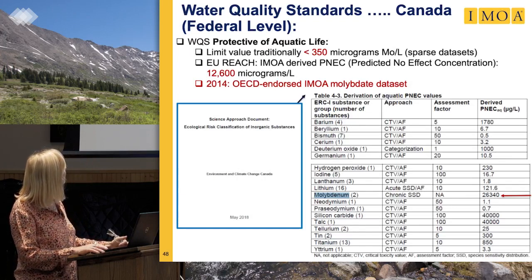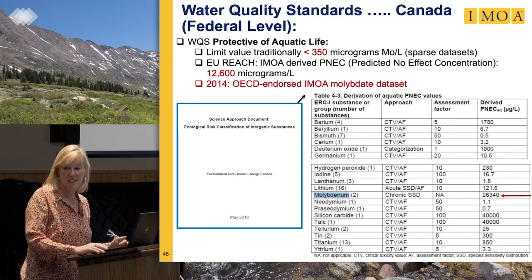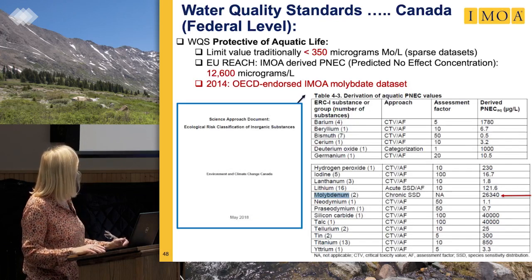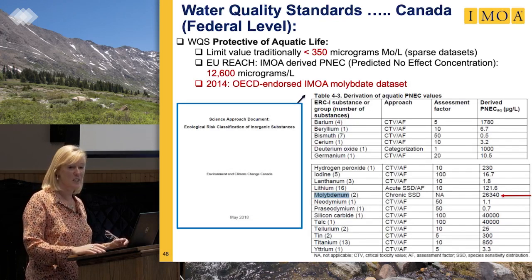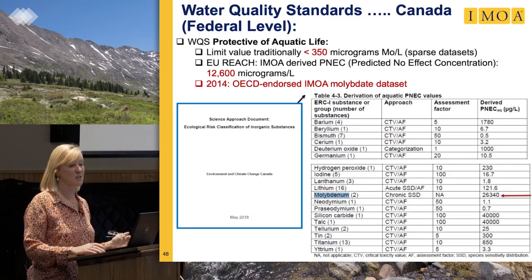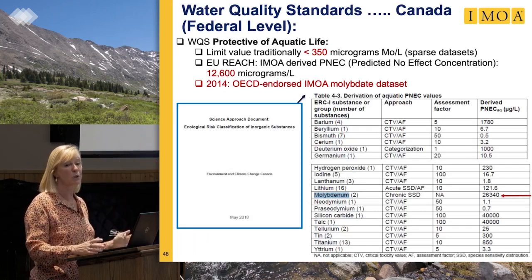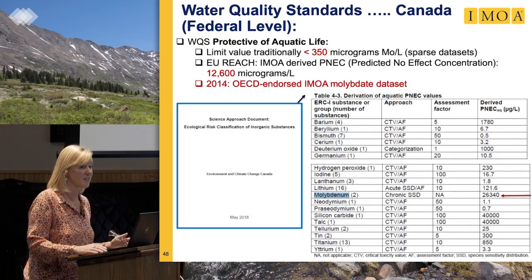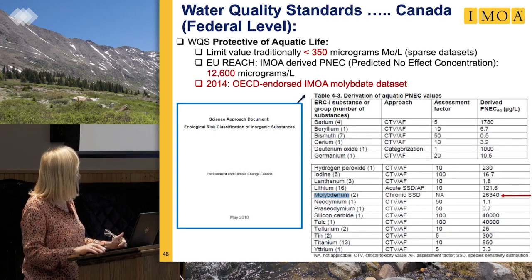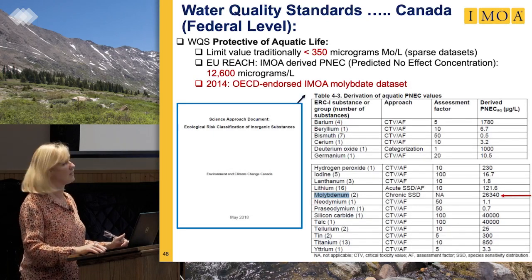And so, yes, at a federal level in Canada, as I said, they're doing their chemicals management plan. They're looking at ecological risk classification of inorganic substances, and the value that they have there is 26,000. So we're talking in the same ballpark. We're not talking 73. So that's the value for protecting aquatic life in Canada, the federal level.